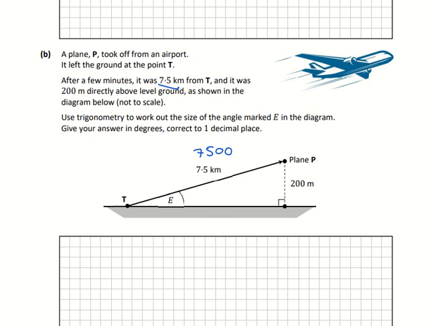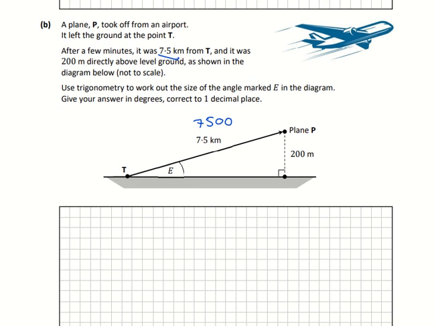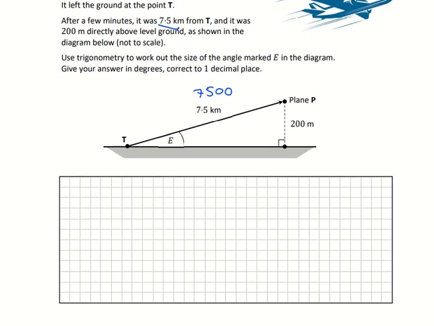Use trigonometry to work out the size of the angle, so we're going to use SOHCAHTOA here. I'm going to label 200 as the opposite, because it's furthest away from the angle E. The 7,500 is the hypotenuse, so we've got opposite and hypotenuse, so sin of the angle E is equal to opposite, which is 200 over 7,500. You need to put them in the same units here or it won't work.